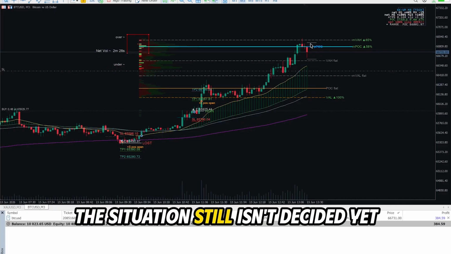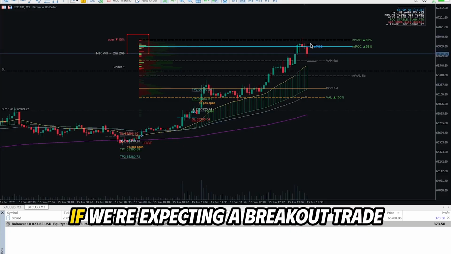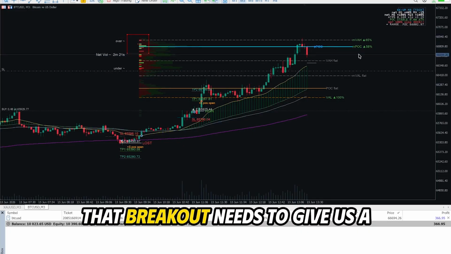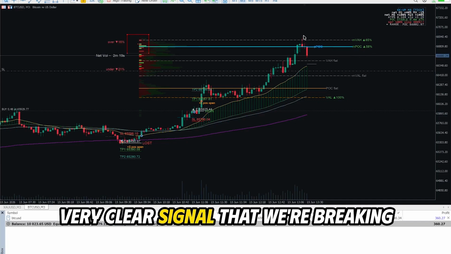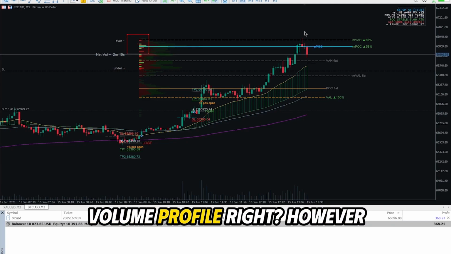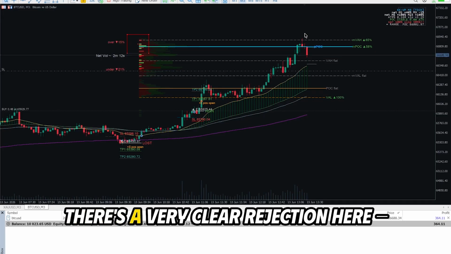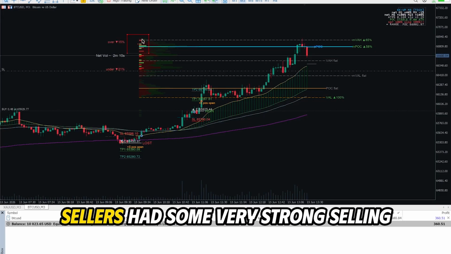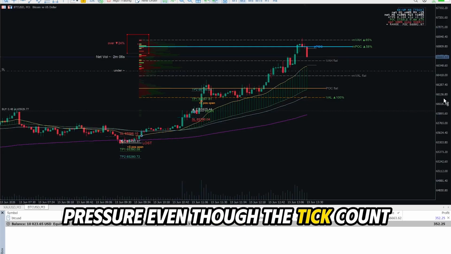The situation still isn't this. If we're expecting a breakout trade, then that breakout needs to give us a very clear signal that we're breaking above the upper volume profile, right? However, there's a very clear rejection here. Sellers had some very strong selling pressure.